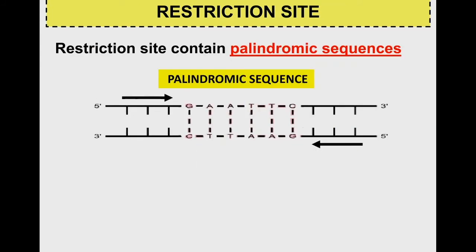What is restriction site? Restriction site contain palindromic sequence. Palindromic means a word, phrase, or sequence that will sound the same if you read it forward and in the opposite way.